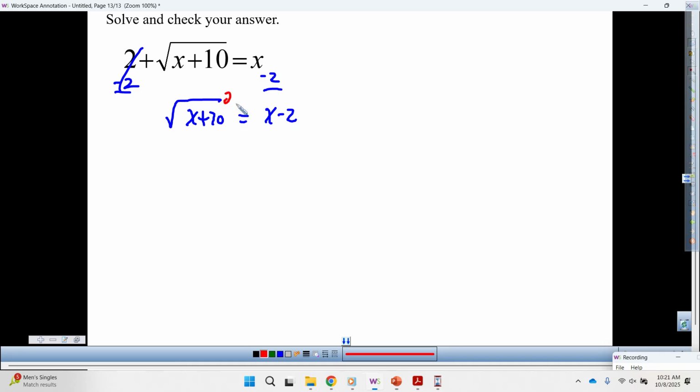By squaring it. But the other side has now more numbers, so we put them in parentheses to square them. This cancels that. We're left with x plus 10 equals x minus 2 squared. So look up. I'm going to do the work for this over here on the side. X minus 2 squared is x minus 2 times x minus 2.